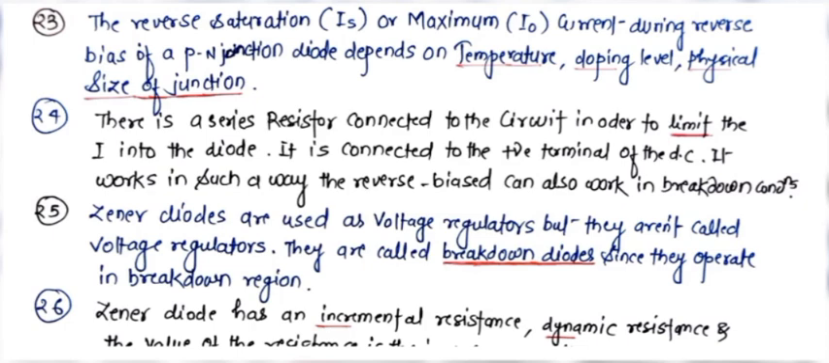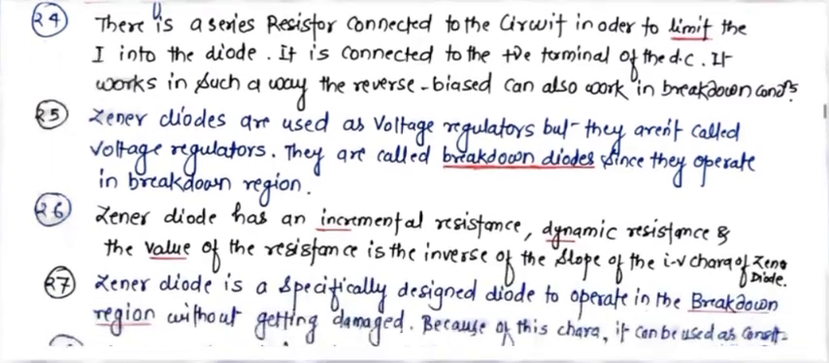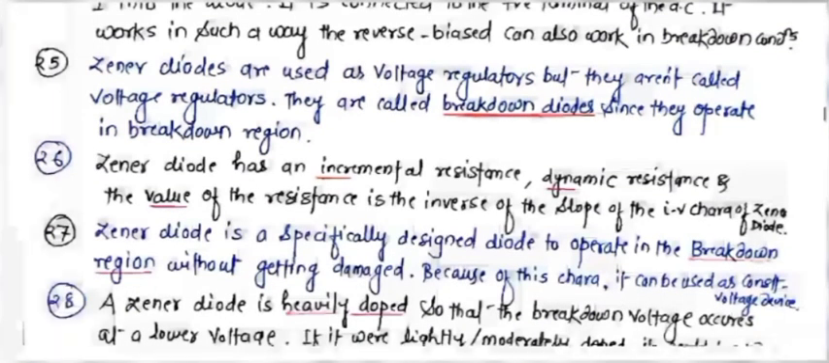Zener diodes are used as voltage regulators, but they aren't called voltage regulators. They are called breakdown diodes since they operate in breakdown region. Zener diode has an incremental resistance, dynamic resistance, and the value of resistance is the inverse of the slope of current and voltage characteristics of Zener diode.